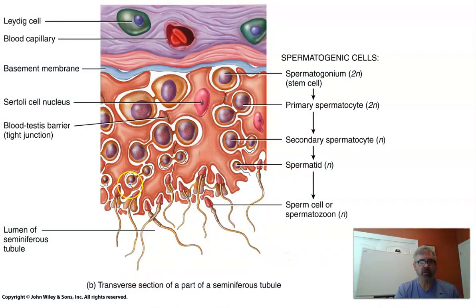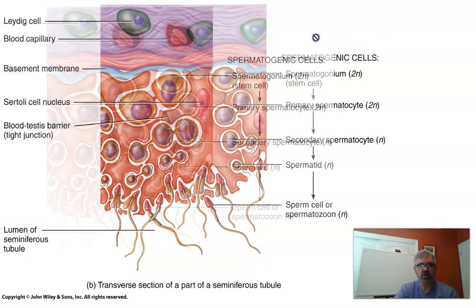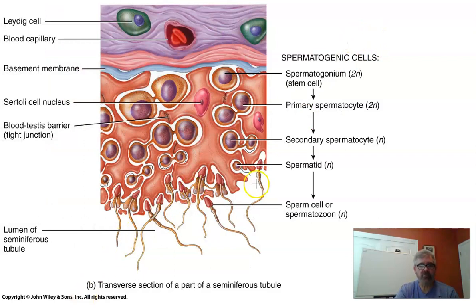So here's the lumen of a seminiferous tubule. As we go from the lumen, working our way outward, seminiferous tubules are lined with spermatogenic cells, and let's highlight those as well. So we have spermatogenic cells in different stages of maturity or development. We will start here, and we'll go from the least mature to the most mature. So we start right here against the basement membrane, and the first ones we see are called spermatogonia. Spermatogonium is the singular.